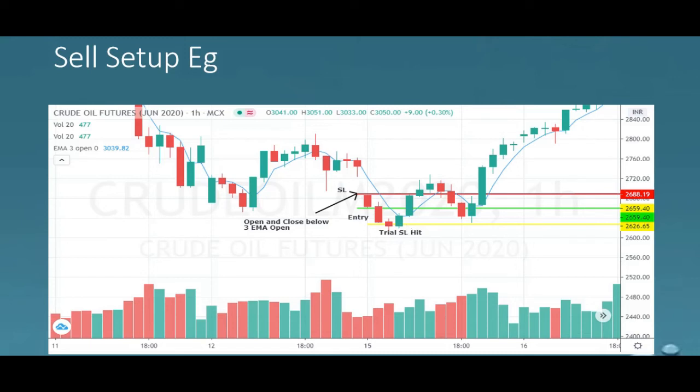This is an example of the sell setup, and you can see these are all this kind of candles. If you see a much bigger candle, you should avoid that candle, as the SL of the trade will be very huge. So you can avoid this kind of bigger size candles.